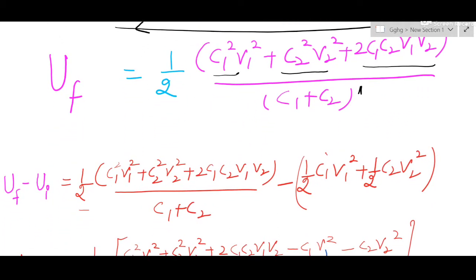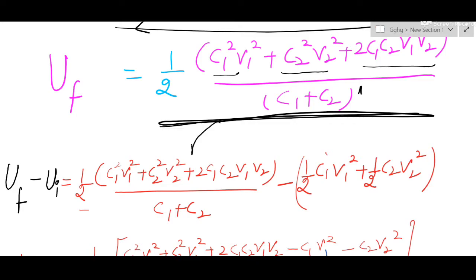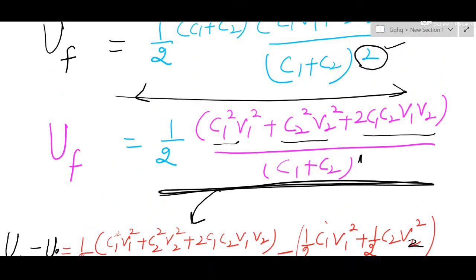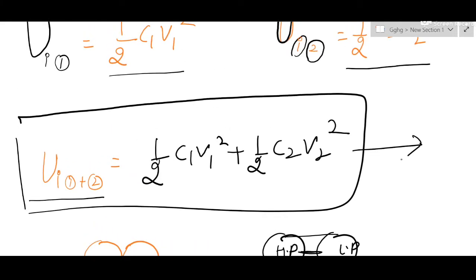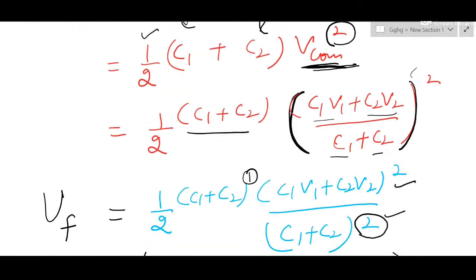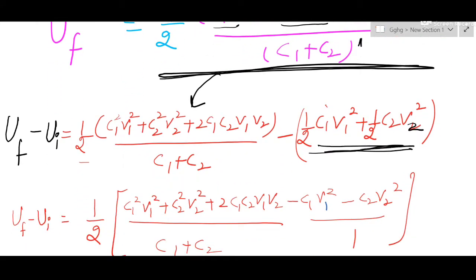Now I'll be taking the difference of both the energies, final energy and initial energy, and I have subtracted the initial energy from the final energy. So the final energy's expression is this, that I have written as it is. And this is my initial energy. If you think about where we have written the initial energy, you can see here, this is my initial energy that I am subtracting from the final energy: half C1 V1 square plus half C2 V2 square. This is my initial energy which I have written here.